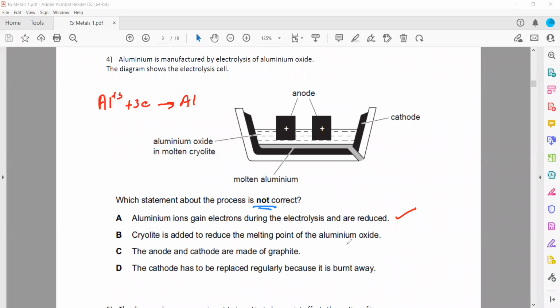Cryolite is added to reduce the melting point. That is also true. Anode and cathode are made up of graphite. That's also true. Cathode has to be replaced regularly. That's wrong. Anode has to be replaced regularly.